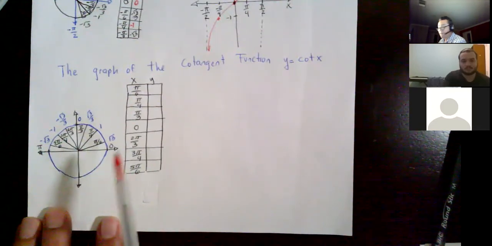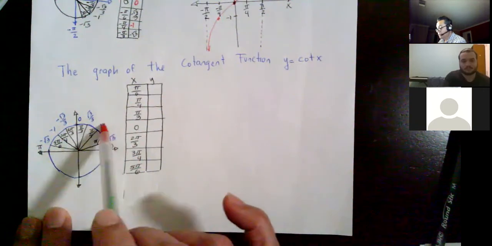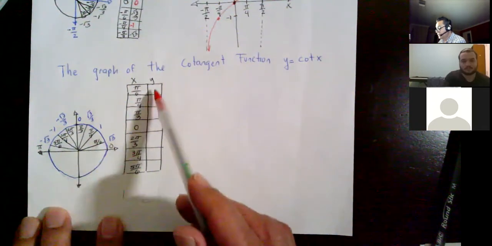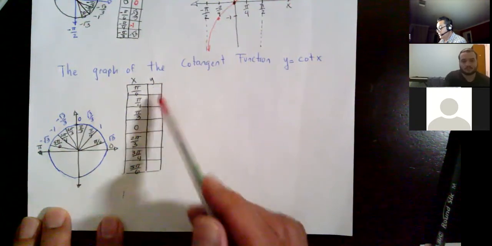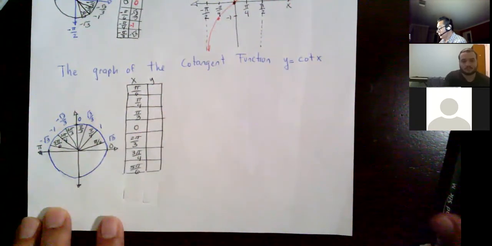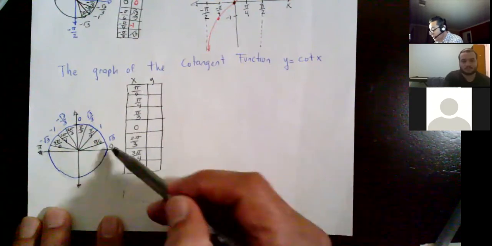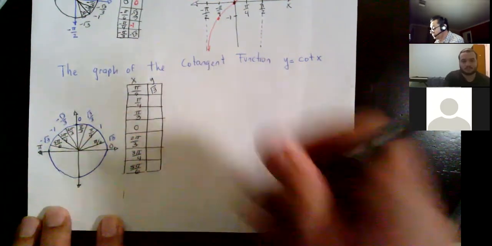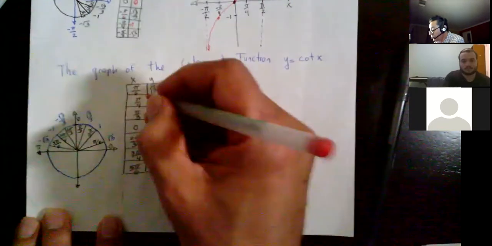So the values of the cotangent function, I have them in blue right here. So let's fill out this table right here with these values. At pi over 6, I have square root of 3. At pi over 4 is 1. I'm going to do it in red. At pi over 3 is square root of 3 over 3.